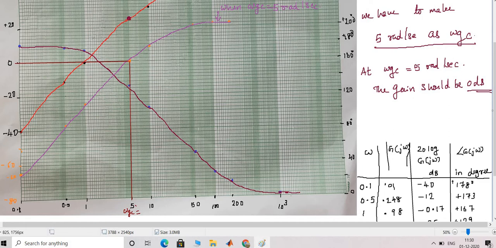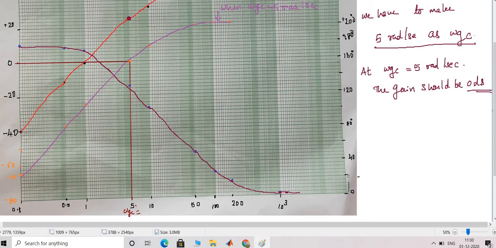Now what is the next step? We have to find out the gain K for the given system. So we already know what is the equation for gain K. We know 20 log gain K.